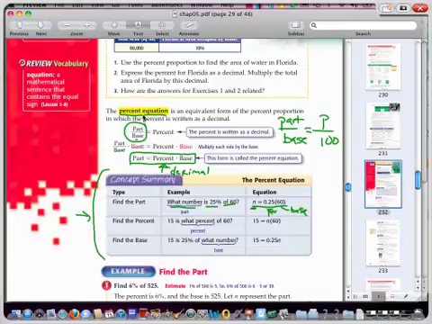Or if we're trying to find the percent using this equation, you can say, 15 is what percent of 60? Here it is in equation form: 15 equals n times 60. N is going to be a decimal number, which we then would convert back to a percent. And if we wanted to find the base, 15 is 25% of what number? 15 equals 0.25 times my number over here.